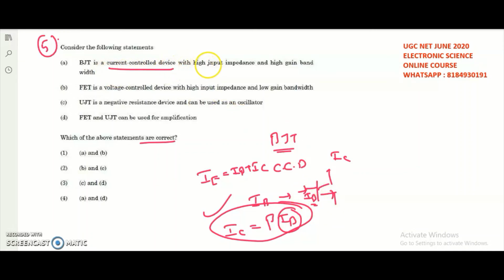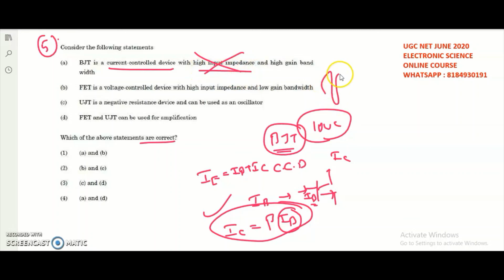It is stated as correct with high input impedance, but actually the BJT has low input impedance, right? So that's why BJTs are used to amplify low signals, or else low amplitude signals. Why? Because it has low input impedance. If you apply high voltage signals, the BJT cannot tolerate them, it may get damaged, right? So coming to the next option, it is a wrong option. Up to here it is correct, but high input impedance is wrong.